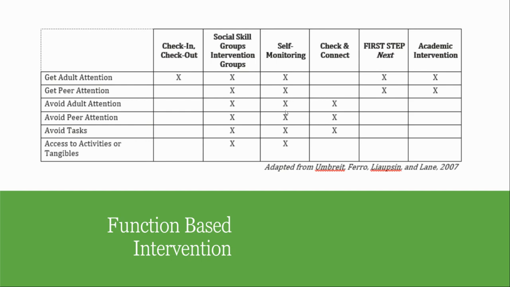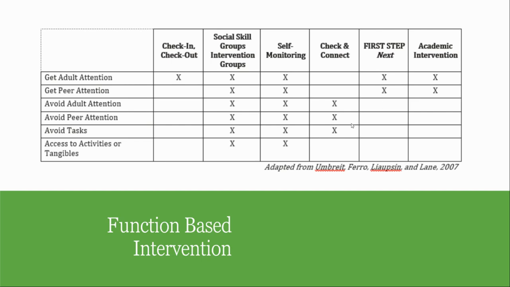The same thing with self-monitoring. This is an effective intervention regardless of what the function of behavior is. Check and connect works best when the function of that behavior is to avoid adult attention, to avoid peer attention, or to avoid tasks. And then first step next is great for kids that are looking for attention from adults or from peers. And then academic intervention works when the function of the behavior is to get attention.